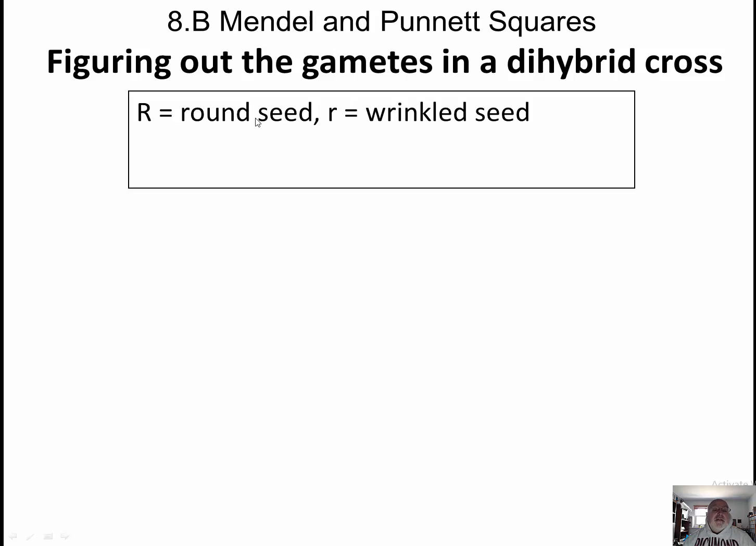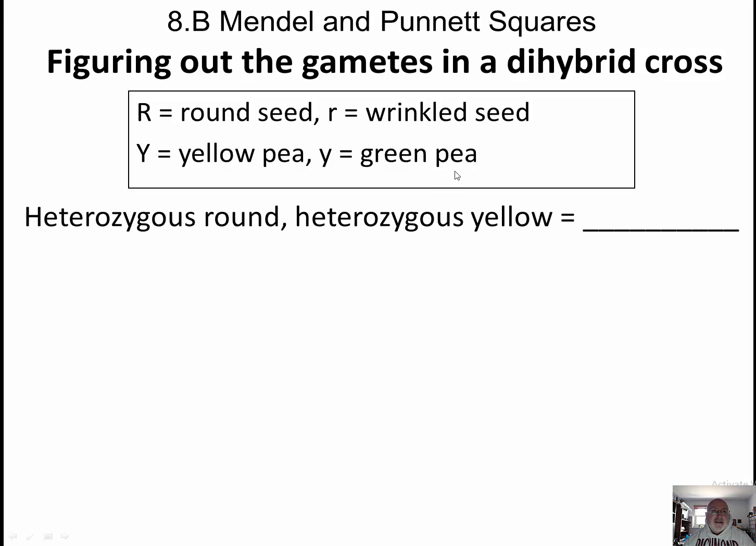So let's figure out how we do the gametes in a dihybrid cross. Let's say we have a round seed and a wrinkled seed, and a yellow seed and a green seed, because we're talking about seeds for a pea plant. Heterozygous round, heterozygous yellow. So we actually have one of each describing its shape and one of each describing its color. And how do we do it? We do something called FOIL.